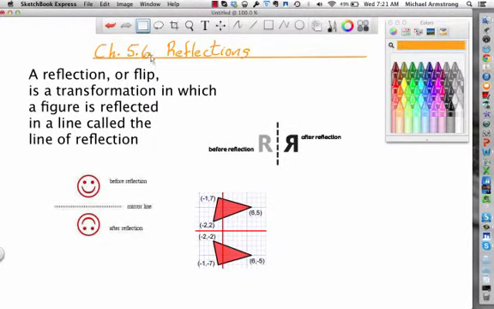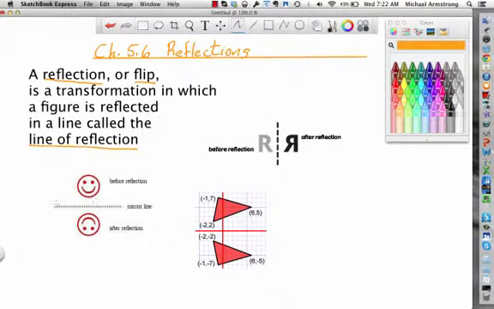Okay, chapter 5.6 is about reflections. This is the definition. A reflection is the same as a flip. A reflection or flip is a transformation in which the figure is reflected on a line called a line of reflection. So this line of reflection is important. We have to understand that it is a reflection or a flip.